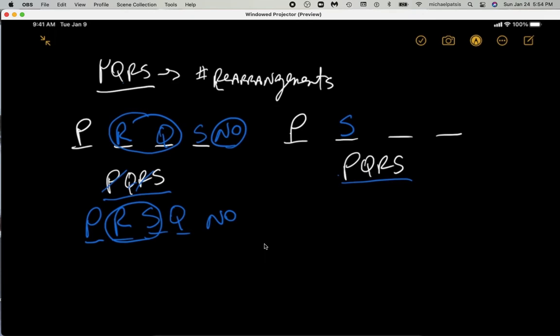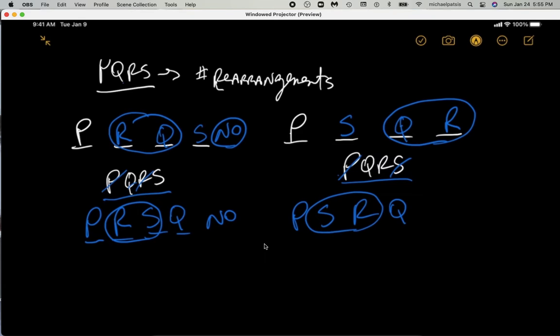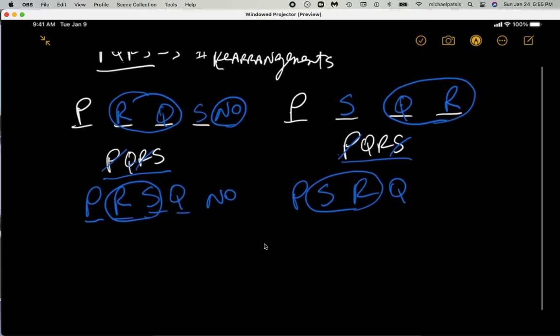Now let's try P followed by S. So P and S are out. Q and R, does that work? The answer is no because you have Q and R successively. Now we have P, S, R, Q. Does this work? Answer no because you have R and S. Okay, so it looks like you cannot have P first.